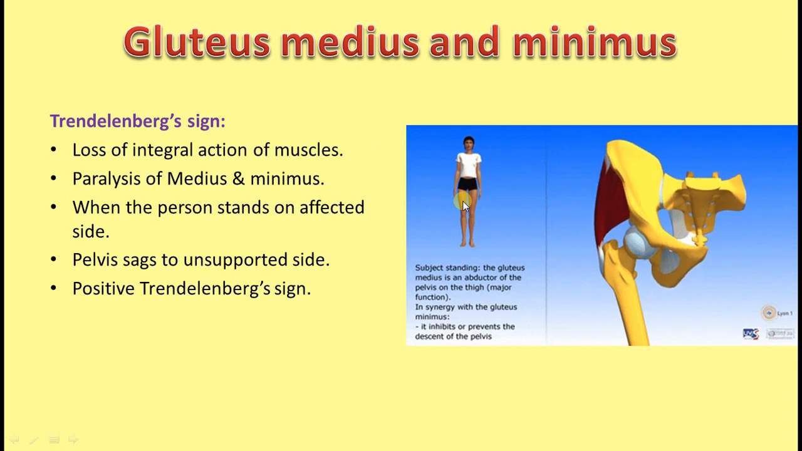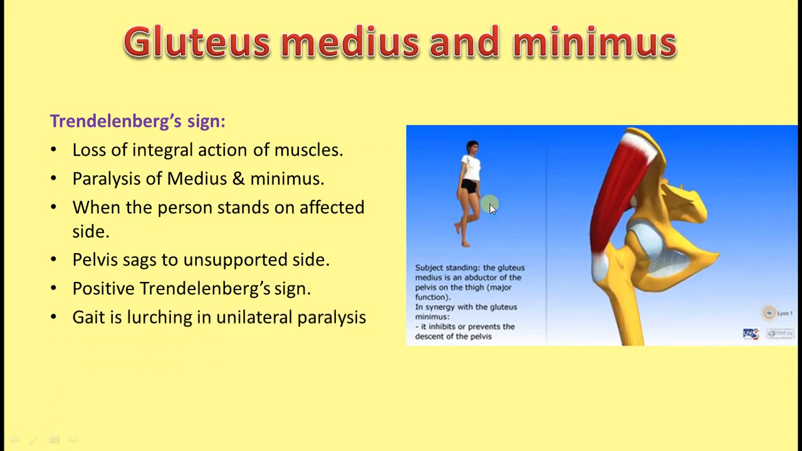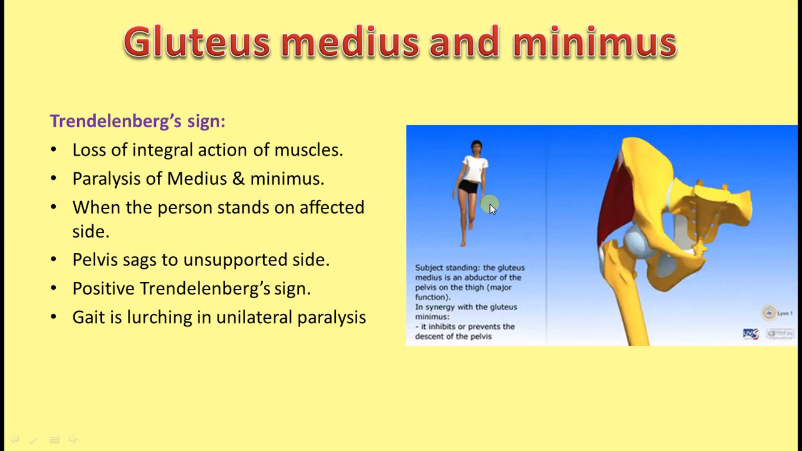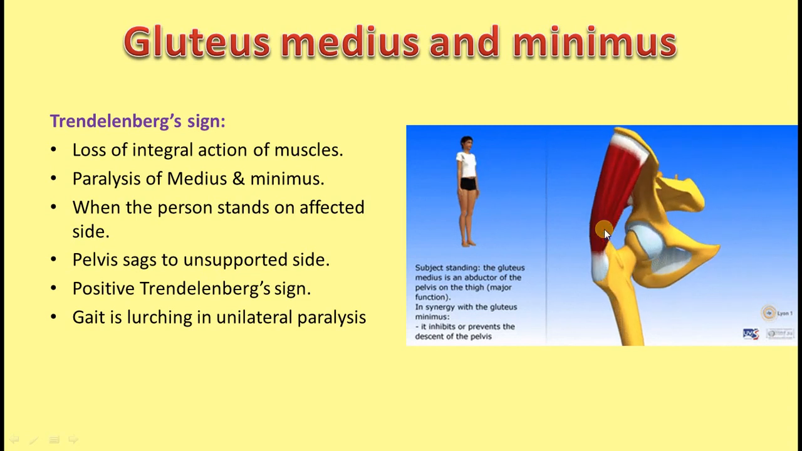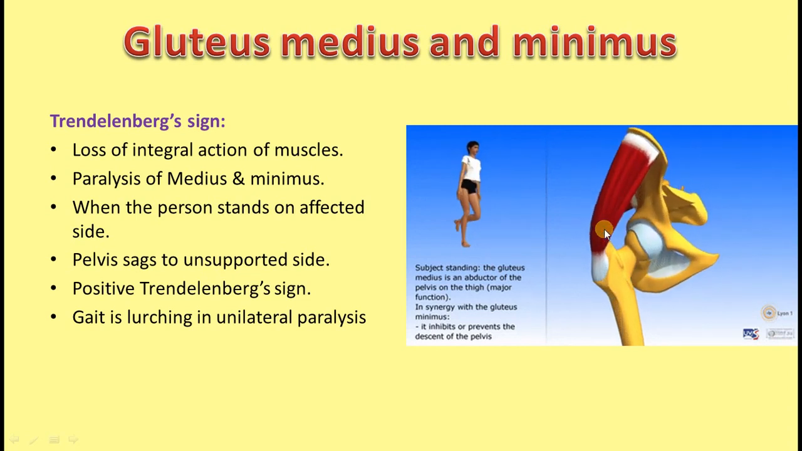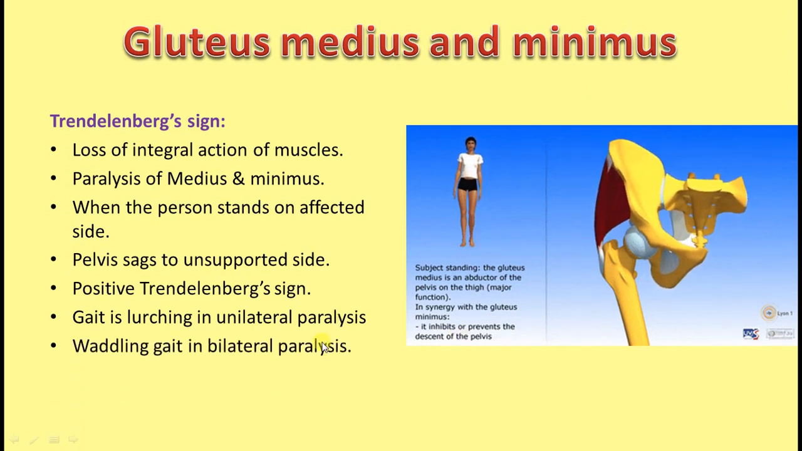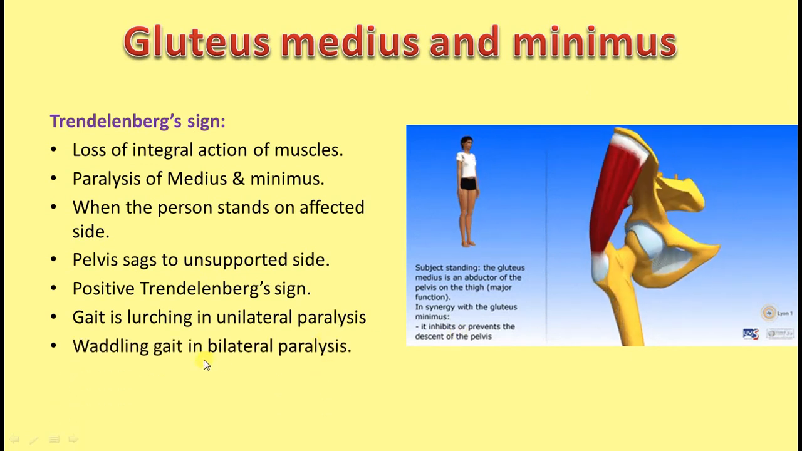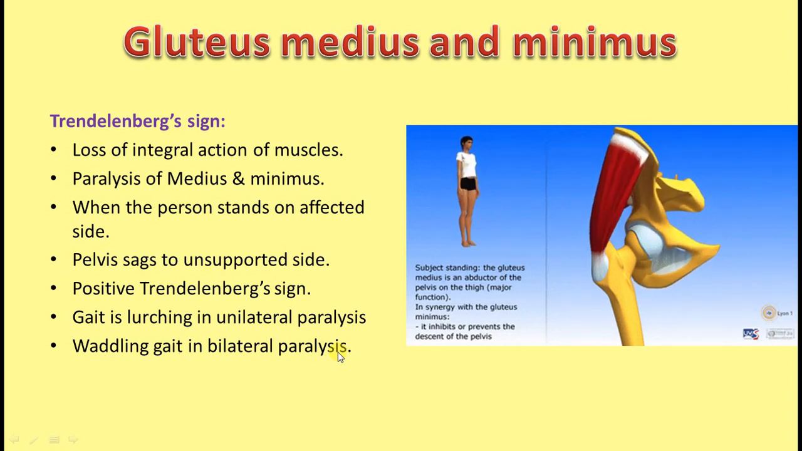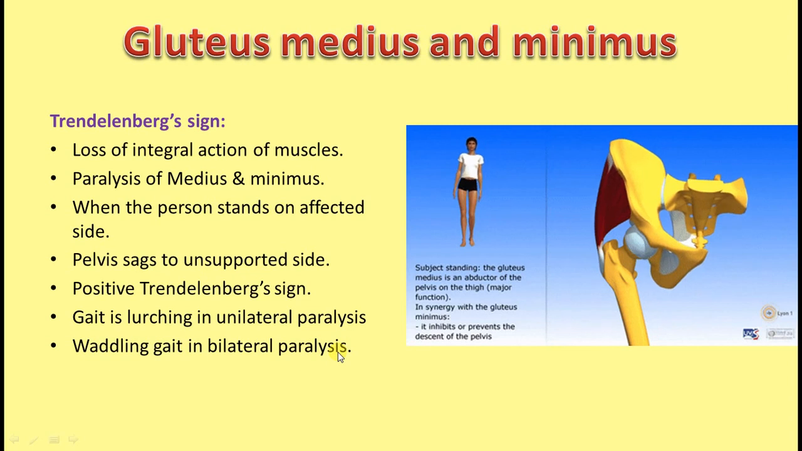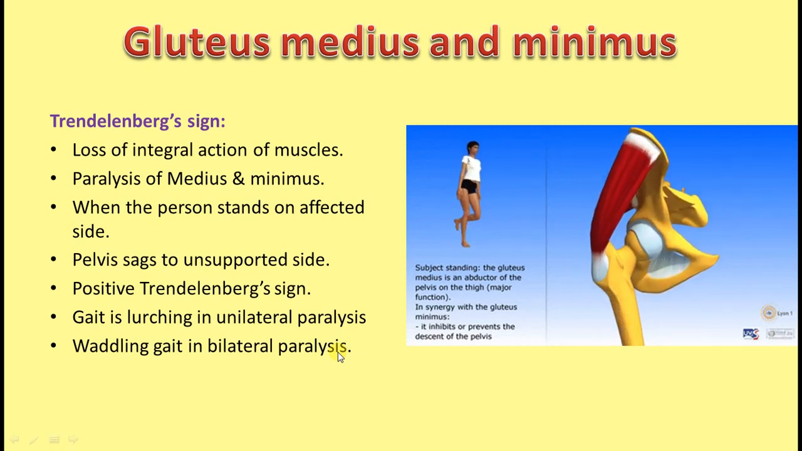With a positive Trendelenburg's sign, the gait is called the lurching gait in unilateral paralysis. If only one side is affected, when the person walks you can see a lurching gait. But it is a waddling gait in bilateral paralysis. You know what waddling is? It is how ducks walk.